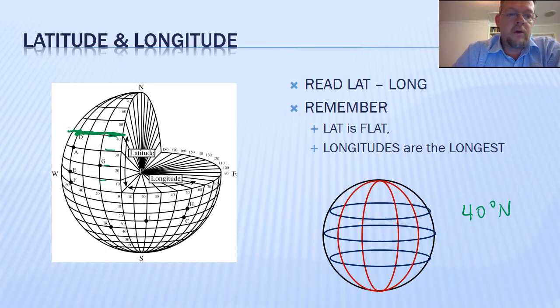Then I would read the longitude, and I would look at, here's my 0, and I can see that I am heading west. So 20, 40, 60, and there's our 60. So it's 60 degrees west. And that's how we read latitude and longitude.